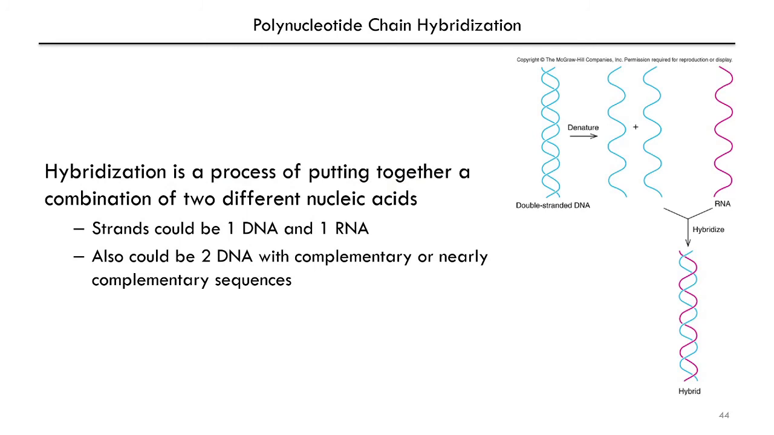Examples of hybridization might include a complex formed from 1 strand of DNA and 1 strand of RNA, or you might have 2 DNA strands from different sources that are complementary or nearly complementary. This might result from denaturation of 2 different double-stranded DNAs, which then reanneal to different partners.